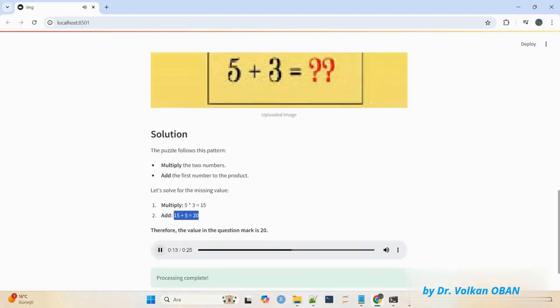1. Multiply. 5 times 3 equals 15. 2. Add. 15 plus 5 equals 20. Therefore, the value in the question mark is 20.